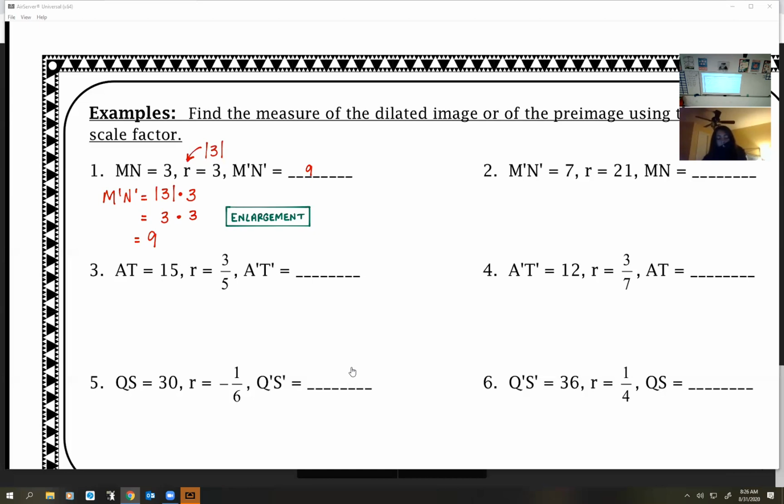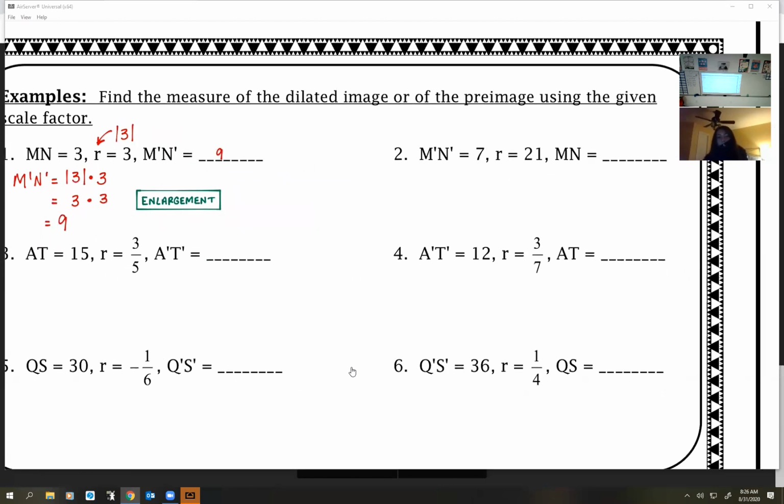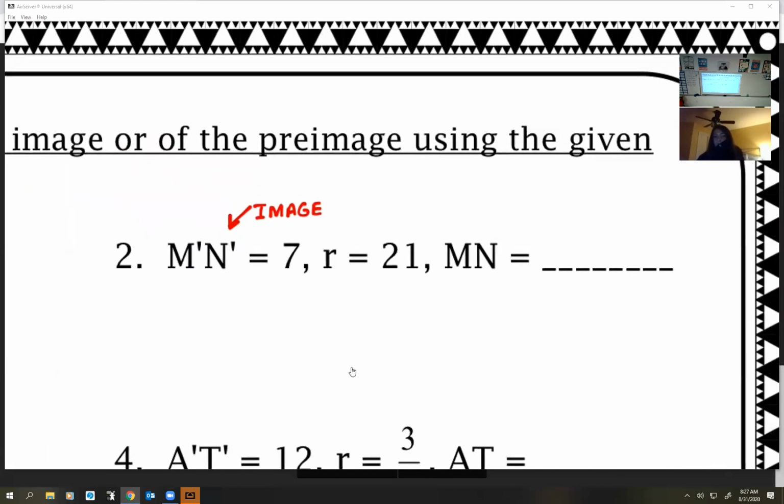All right, let's look at number 2 because it's a little different. What did they do on 2 that was different than the first one? They gave me the image and want me to find the preimage. So they tried to be a bunch of sneaky snakes. So they gave me the image and they want me to find the preimage. And that's okay. We're just going to use our basic algebra skills to set up our formula.